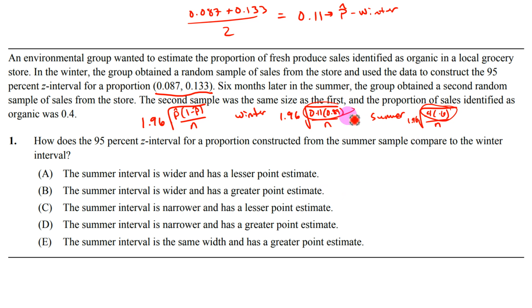So summer, and the greater point estimate, yes, this is greater than this. So we could have gotten rid of this, this, and it's not the same for sure. It's wider and a greater point estimate. And the idea is the closer your p hat gets to 0.5, the wider your interval. It's pretty much as easy as that. Okay.